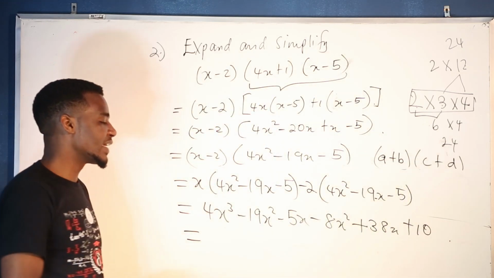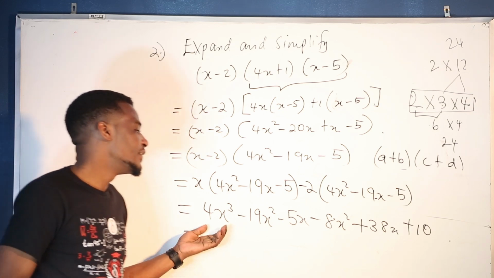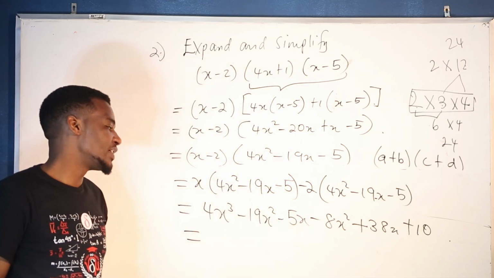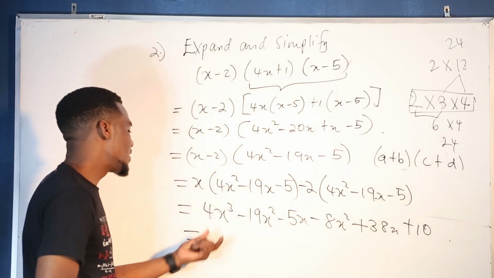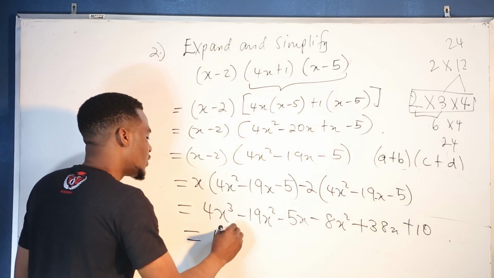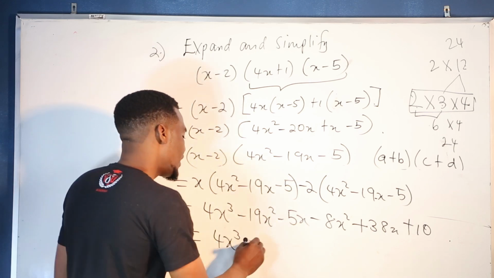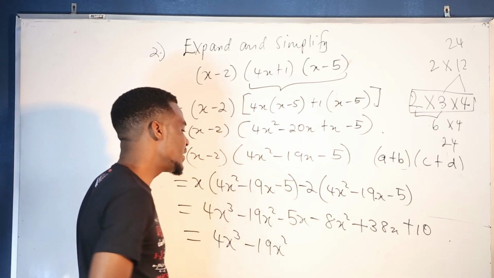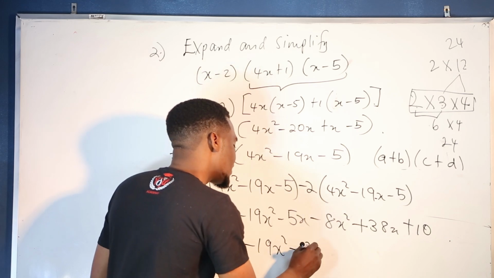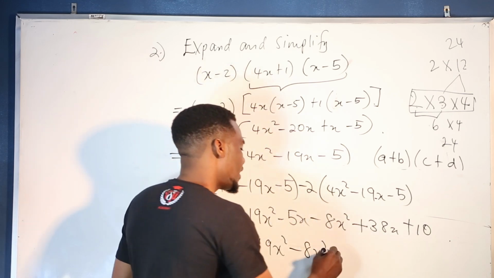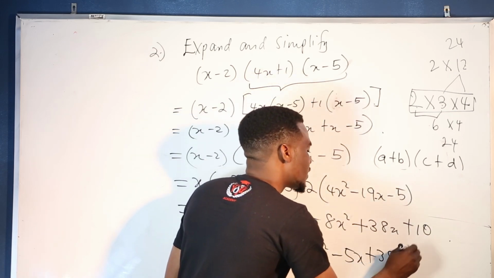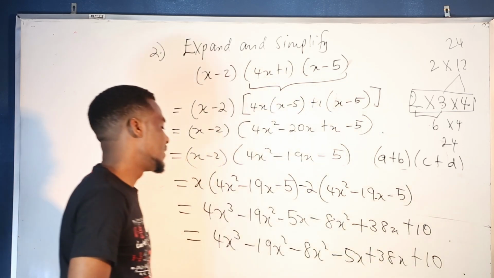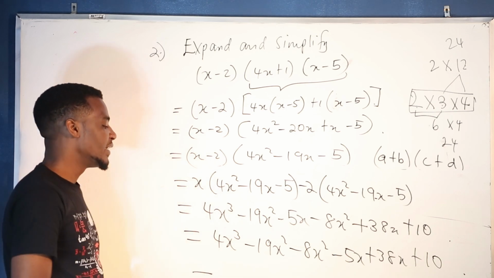And what do we do on the next step? We now have an algebraic expression, so let's put the like terms next to each other. As we see here, we've got 4x cubed. Let's keep 4x cubed as it is. Here we've got minus 19x squared. Do we have any like term? Yes, we've got minus 8x squared. Here we've got minus 5x. Here we've got plus 38x plus 10.